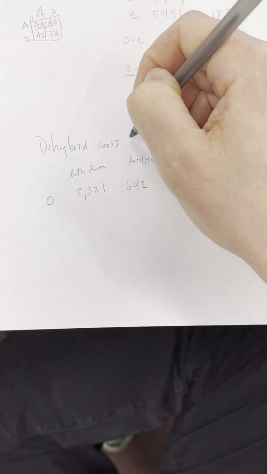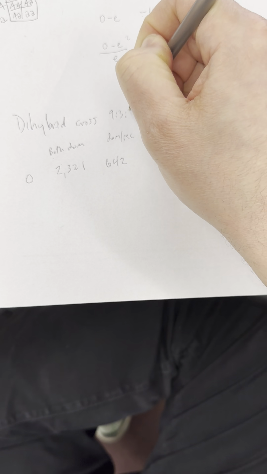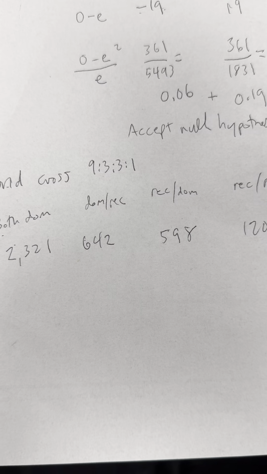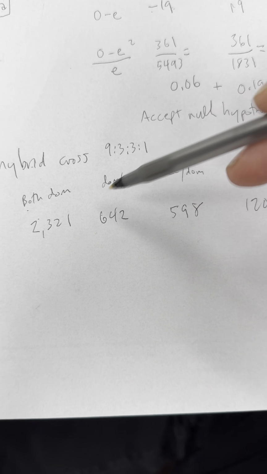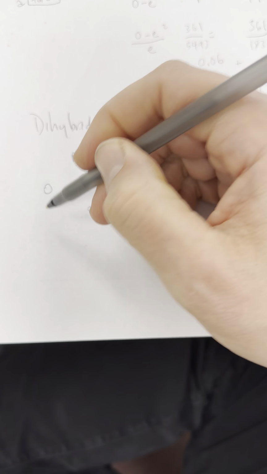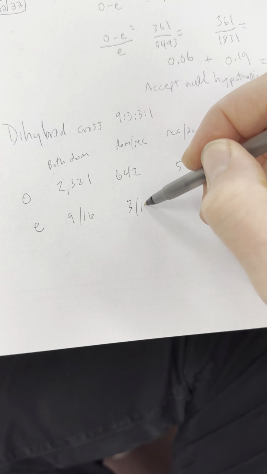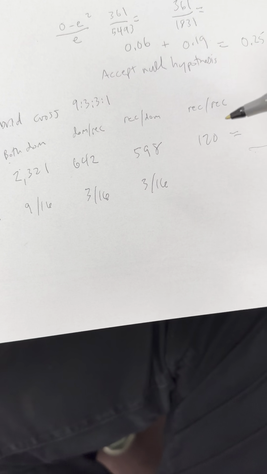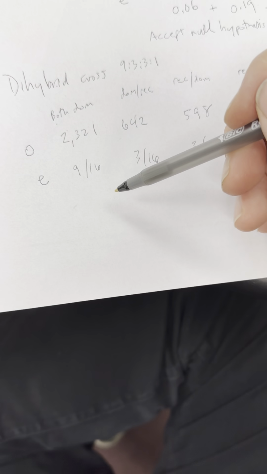Well, you might remember that a dihybrid cross is supposed to be a 9-to-3-to-3-to-1 ratio, right? So how do I do that here with these numbers? Well, I'm going to take my total and I'm going to say, okay, 9 out of 16 boxes should be what I expect there. 3 out of 16 boxes, 3 out of 16 boxes, 1 out of 16 boxes. I can now convert these fractions to decimals, and I can multiply those decimals by my total and get my expected values. And then I'm off and running on my chi-square calculations.